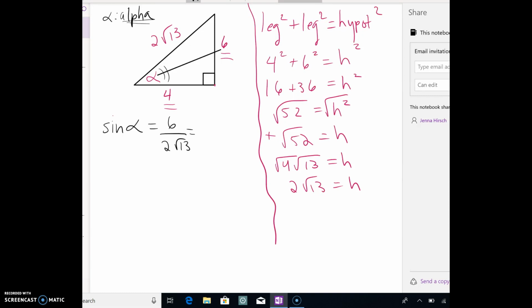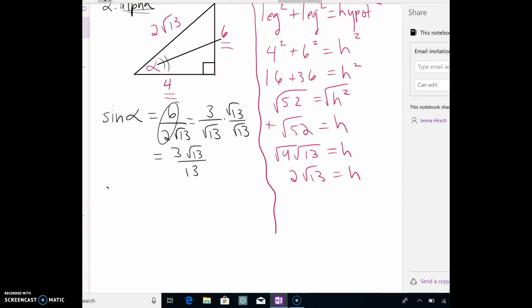So let's do a little bit of work in terms of simplifying it. First of all, 6 divided by 2 is 3. So we can call this 3 over the square root of 13. And then because we have a radical in the denominator, we can rationalize it. So we can multiply by the square root of 13 over the square root of 13. And we get, simplified completely, 3 square root of 13 divided by 13. So the sine of alpha is 3 square root of 13 divided by 13.